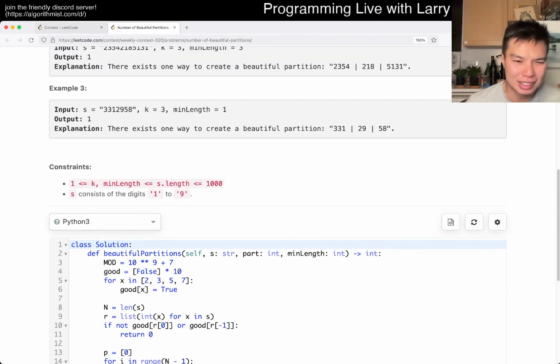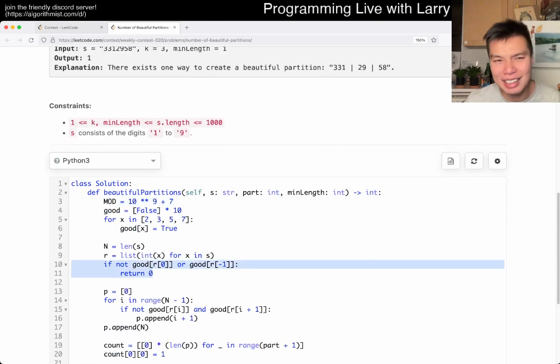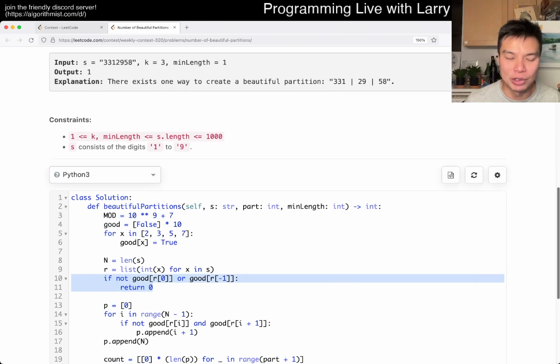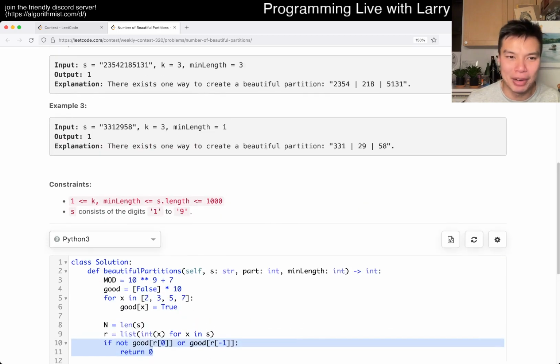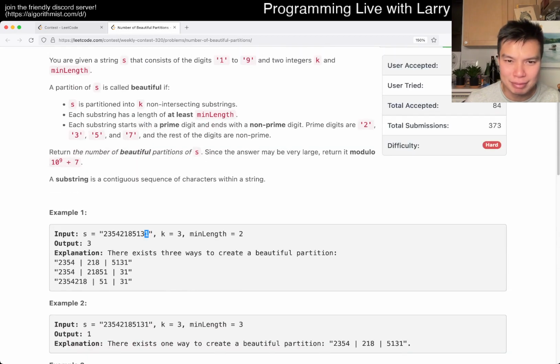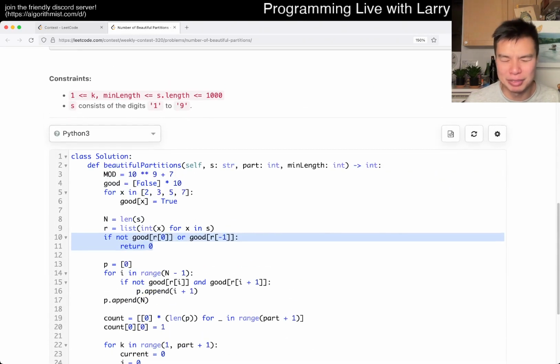So first of all, I just set this up. I don't know if this is the cleanest way to do it. And of course, I sang the mod song so that I don't forget the mod. Then here, I wouldn't call this cheating, but it makes sure that we don't do any work if this is not true, because the last number has to be a non-prime and the first number has to be a prime. So I just want to make sure that this is the case.